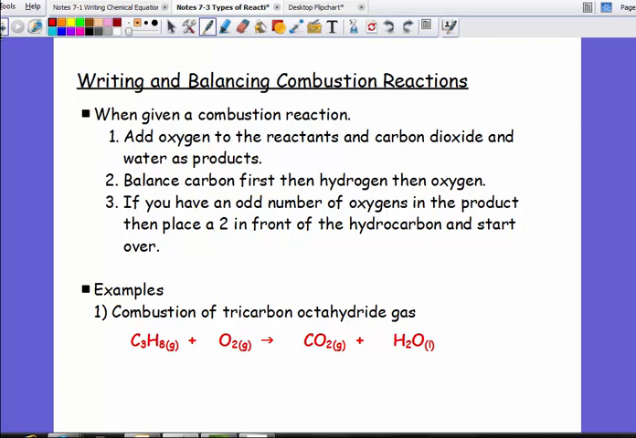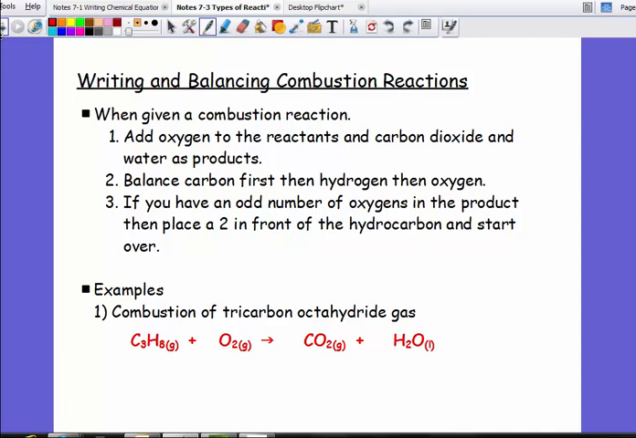Balancing is what's really nice here because I can actually tell you a surefire way to make sure you always get a balanced combustion reaction. We're always going to start by balancing carbon, then we're going to do the hydrogen, and then we're going to do the oxygen. Now sometimes you run into a little hiccup here, and in that little hiccup what happens is that you need an odd number of oxygens in your reactant. Well, whenever that happens, just multiply your hydrocarbon by 2 and start over, and it should balance every single time.